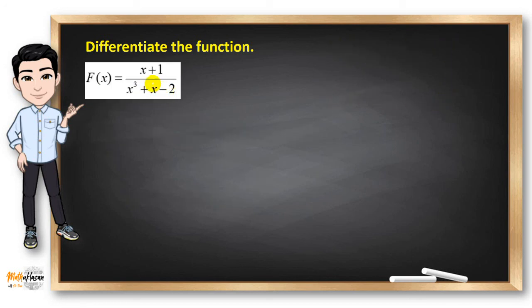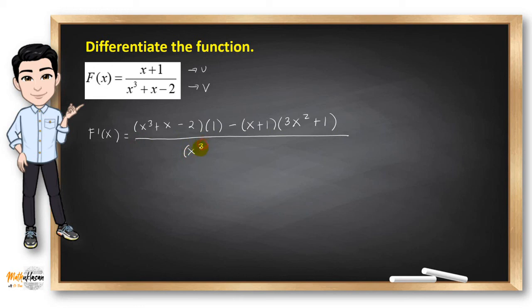Yung given na function naman dito, trinomial lang nasa baba. So, try natin. U, then this is v. So, we have the derivative of f of x equal to, copy muna natin yung denominator as usual, x cubed plus x minus 2. Derivative of the numerator x plus 1 is just 1. Minus, copy mo yung x plus 1, which is the numerator, and then get the derivative of the denominator, which is 3x squared plus 1. Ayan. So, ito yon, derivative ng x cubed plus x minus 2. At, syempre, this is all over x cubed plus x minus 2 quantity squared.